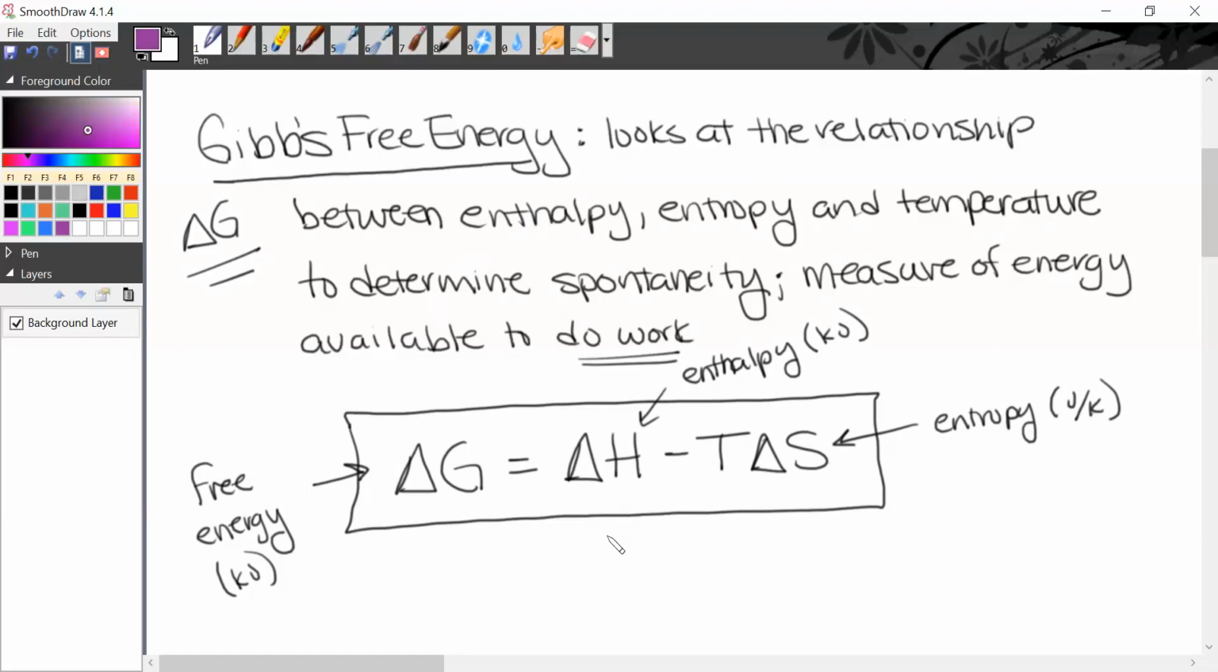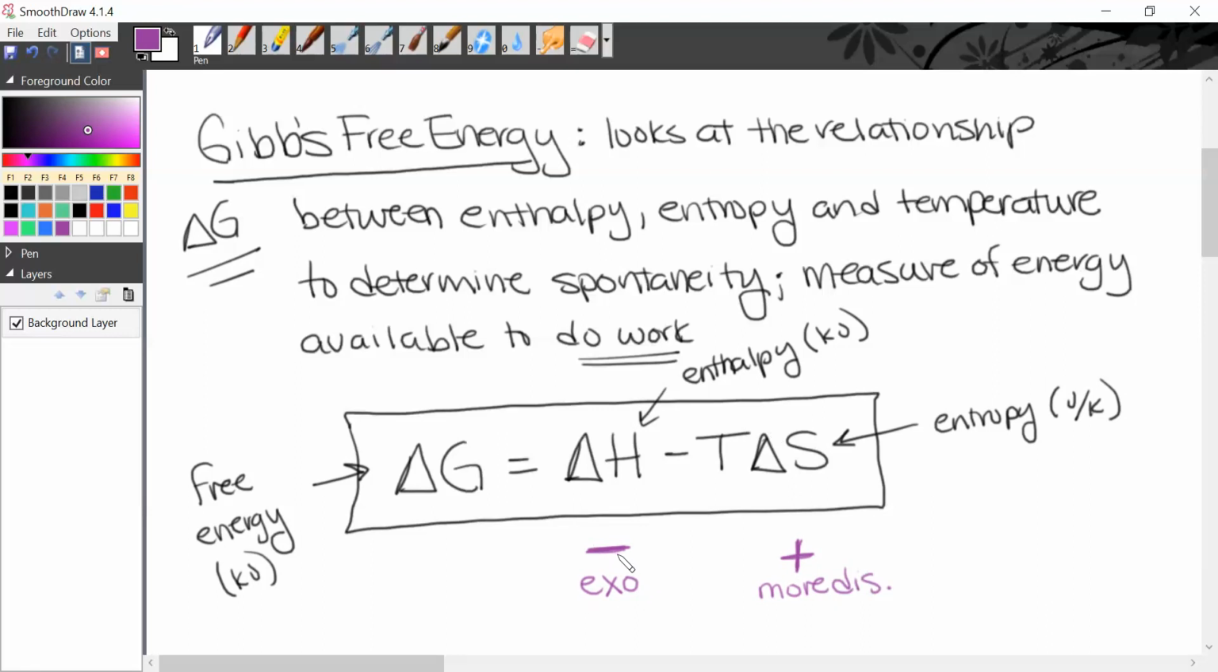Let's say I have a reaction that is exothermic, right? So that's going to give me a negative delta H, all right? So imagine you have a negative sign here because this is exothermic, which is favorable. Let's say we have a positive delta S over here, more disorder, which is also favorable, right?